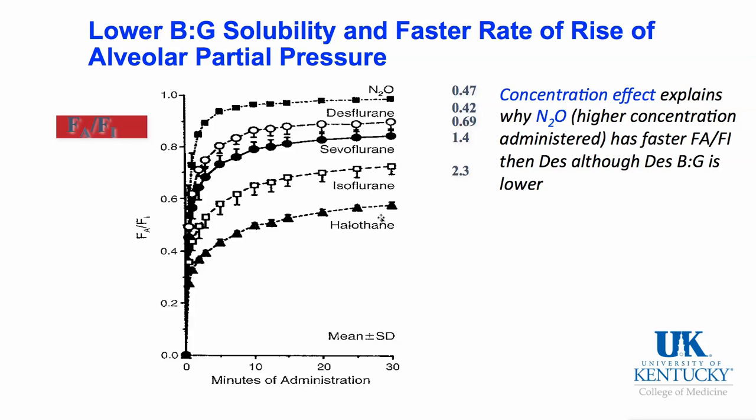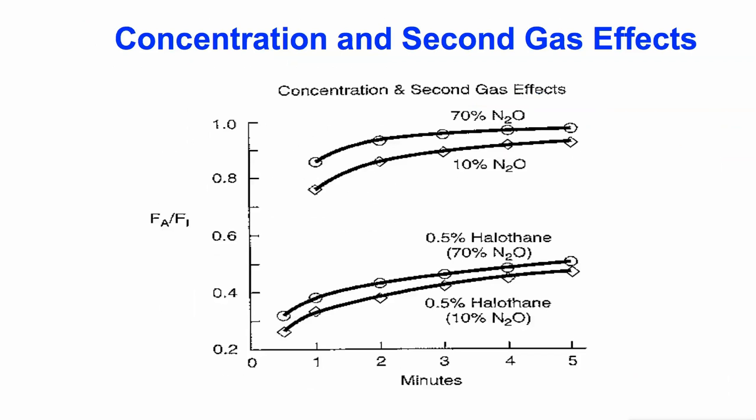Concentration effect explains why nitrous oxide has a higher FA over FI than DES, even though DES blood gas solubility is lower, 0.42 versus 0.47. Concentration effect meaning I'm giving more percentage of nitrous oxide than desflurane. If I'm giving 70% nitrous versus only 6 or 7% desflurane, that's the reason why, concentration effect, that you see this faster FA over FI of nitrous oxide than DES.